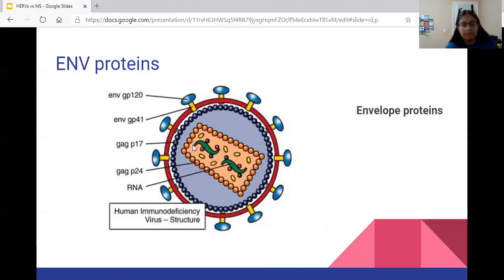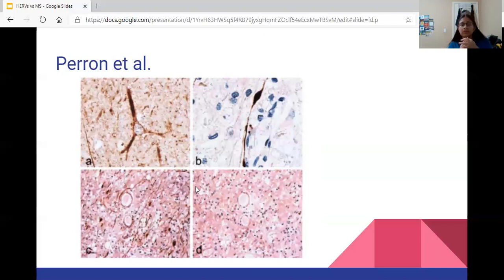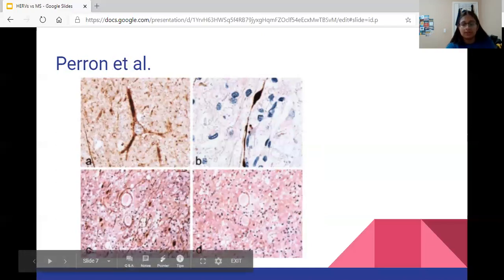Then you find your GAG proteins, for example GAG P17, right beneath the outer layer of the virus and within this inner layer as well, within this inner membrane, which houses the RNA. Essentially, both are extremely crucial to the development of the virus. Okay, so now we're going to move on to the studies and the research that I've collected.